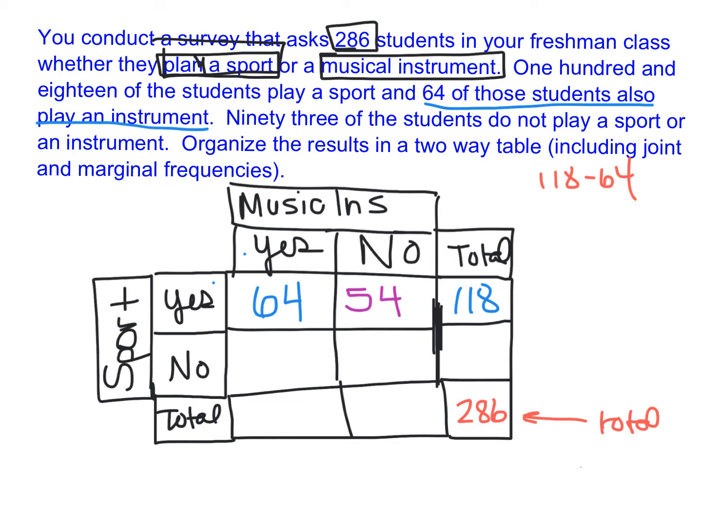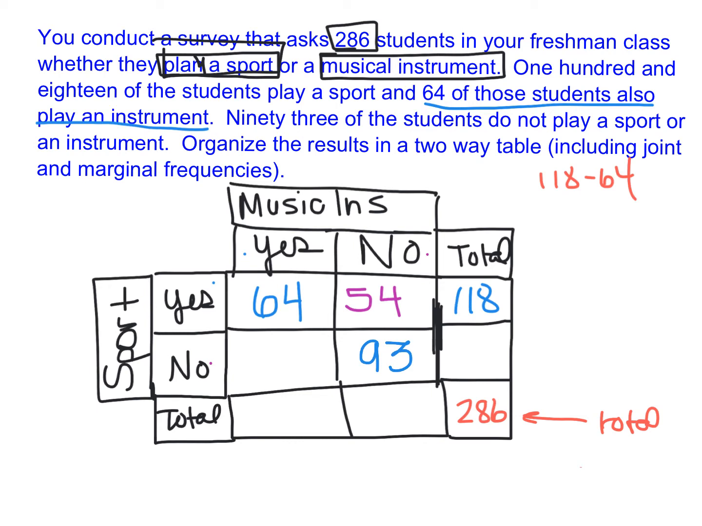So this next part here says 93 of the students do not play a sport or an instrument. So what that's telling me is that the box that corresponds with no and no has to be 93, because that's how many students do not play a sport or an instrument. So we have 93 right here. So while it seems like we might not have enough information here, we actually do, because we can use some logic skills to fill in the rest of this table.